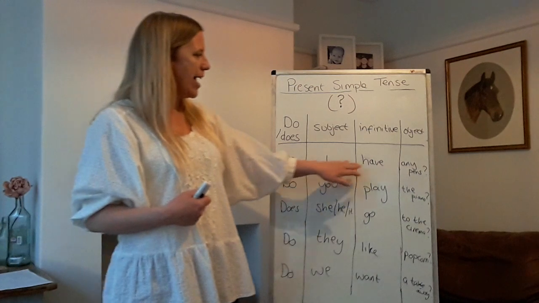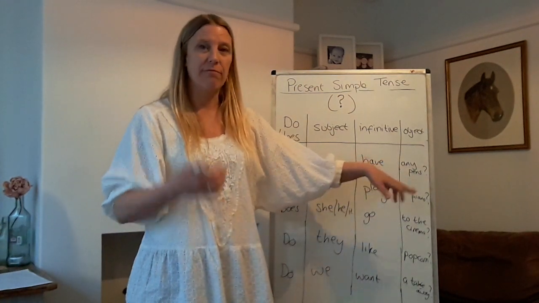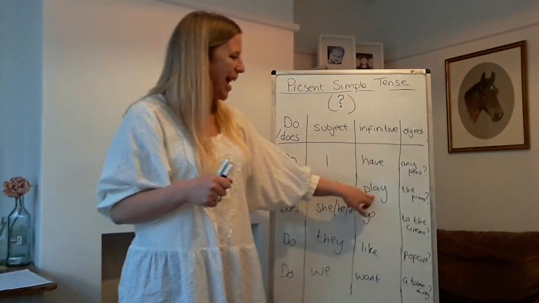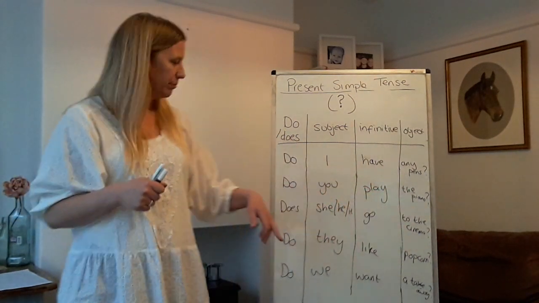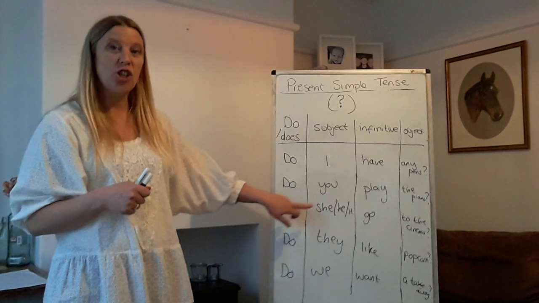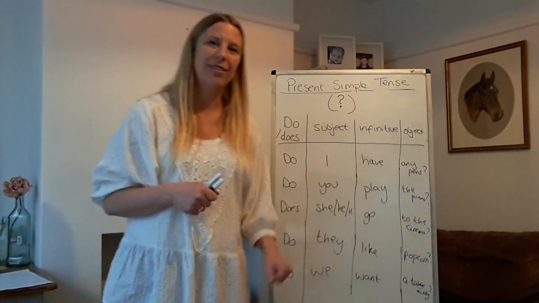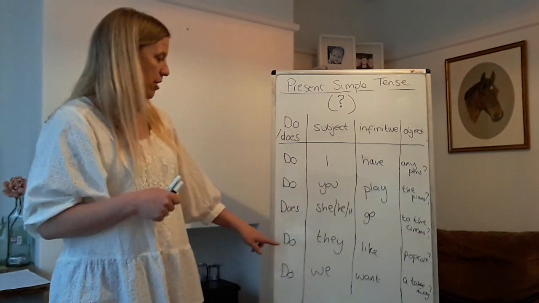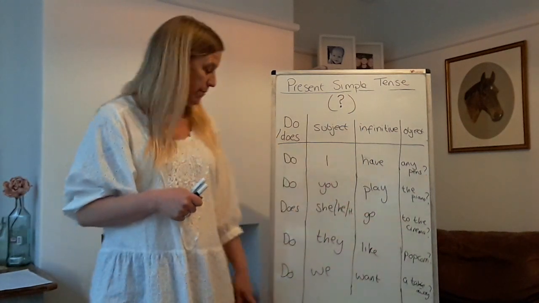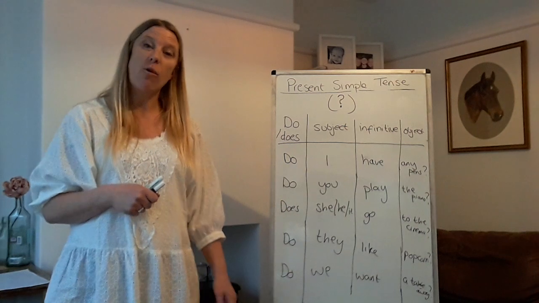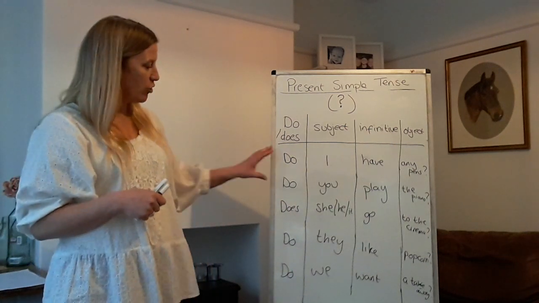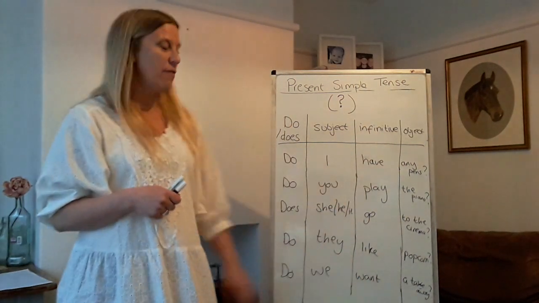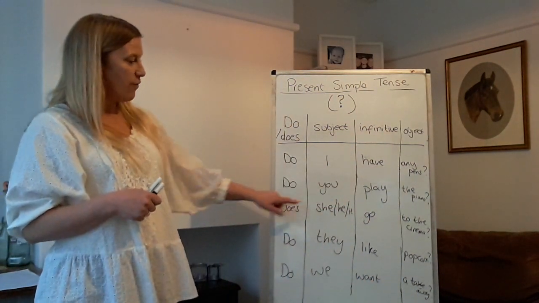So, do I have any pens? Yes, I do. Do you play the piano? Does she go to the cinema? Does he? So we use that does for he, she, it again. Do they like popcorn? Do we want a takeaway? Okay, so do and does at the beginning, then your subject, then the infinitive form of the verb. And again, does for he, she and it.